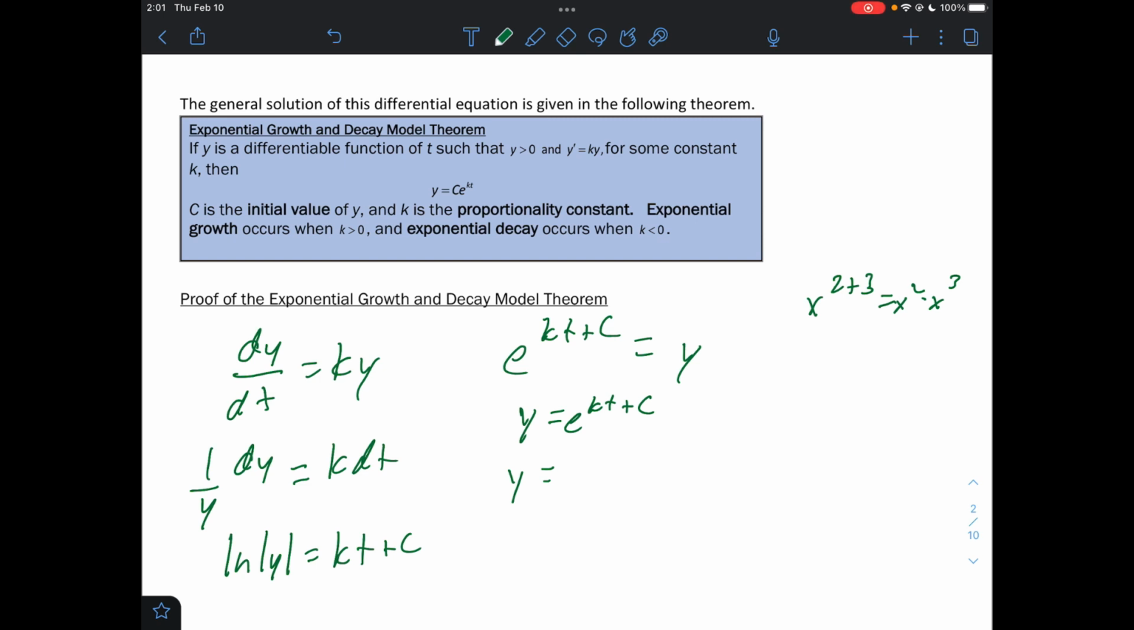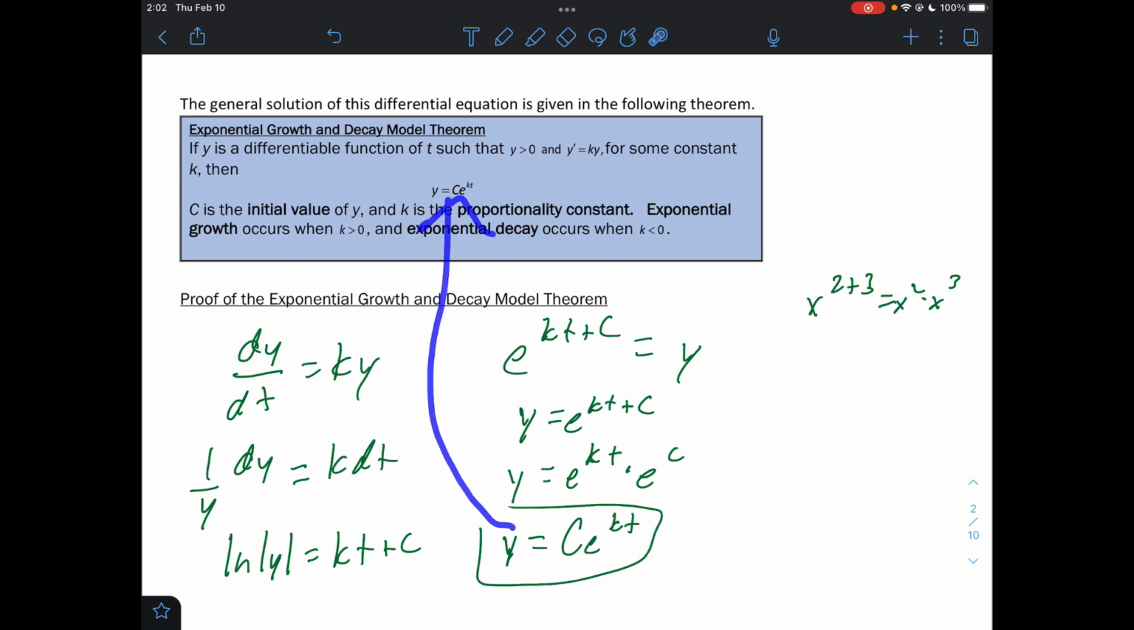So I can rewrite what I have here as e to the kt times e to the c. E is a constant, C is a constant. When you raise a constant to a constant, you get another constant. So instead of writing that as e to the c, we just write that as some constant c. And if I bring that out in front, I get y equals ce to the kt, which is what we have right there. Like I said, get ready to do that a lot in this section.